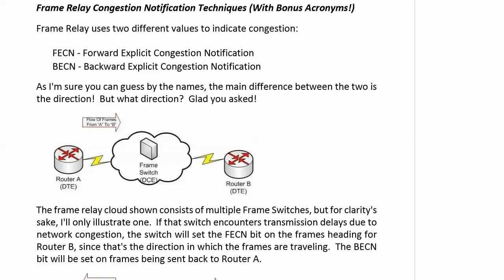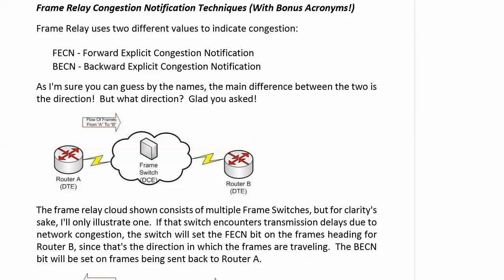Frame relay congestion notification techniques with bonus acronyms. Frame relay uses 2 different values to indicate congestion, FECN and BECN. Forward explicit congestion notification and backward explicit congestion notification. Now you see why we're so happy we have acronyms for these. And as you can guess by the names, the main difference between the two is the direction.